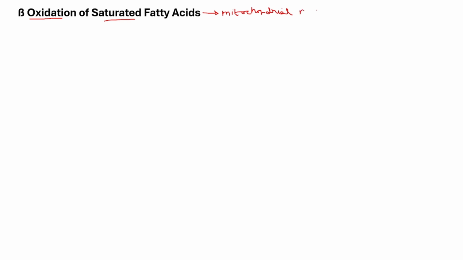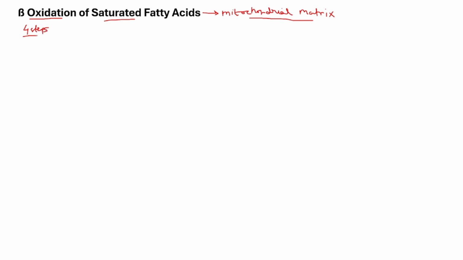Now this is very important as there are many competitive exams which ask you the site of beta oxidation. So then you have to write the mitochondrial matrix. Okay, now there are four basic steps in beta oxidation. Four important steps. Let us begin each step one by one.